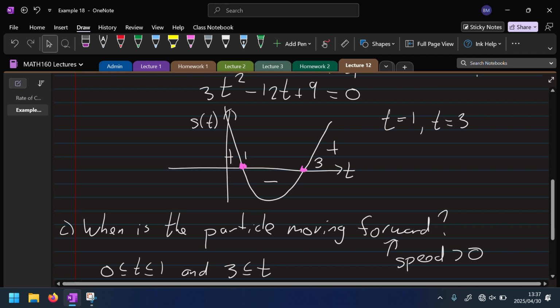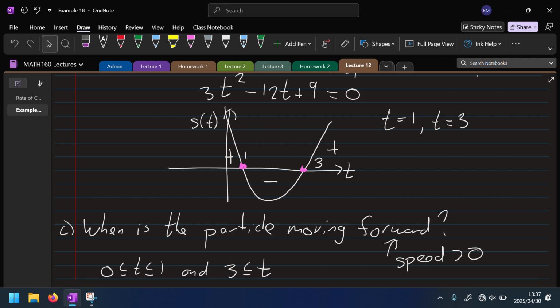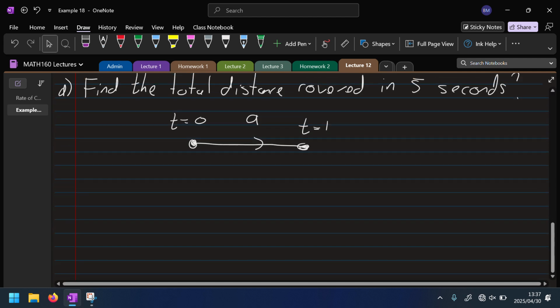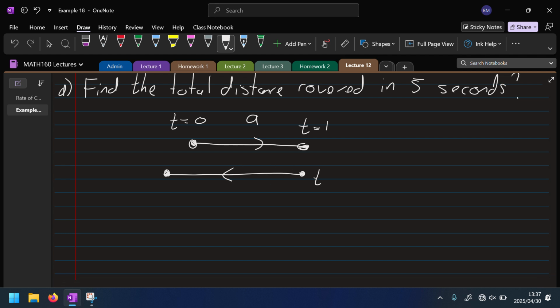Then from 1 to 3, it has negative speed, so it's moving the other way. Okay, so from t equals 1 to t equals 3, it's going the other way. So let's say it's over here, and it's going to move the other way. So this is from t equals 1 to t equals 3. Let's call that distance b. So from t equals 1 to t equals 3, it turns around, goes back the other way. It covers some distance b.